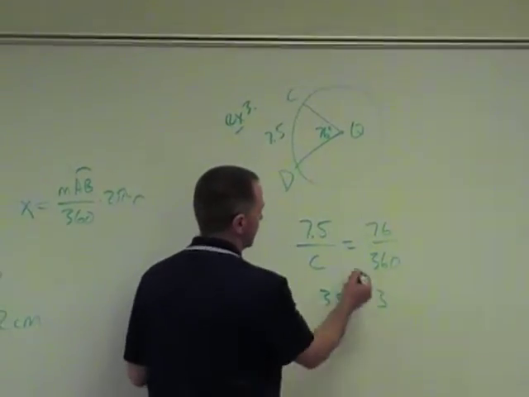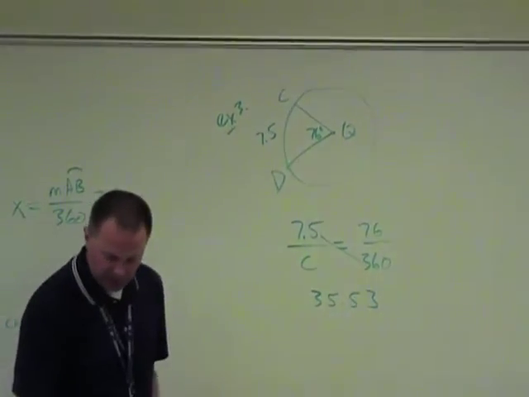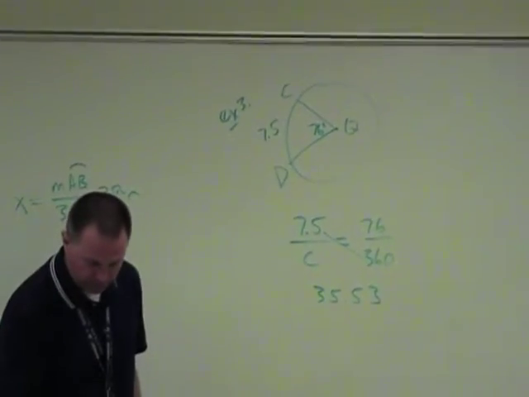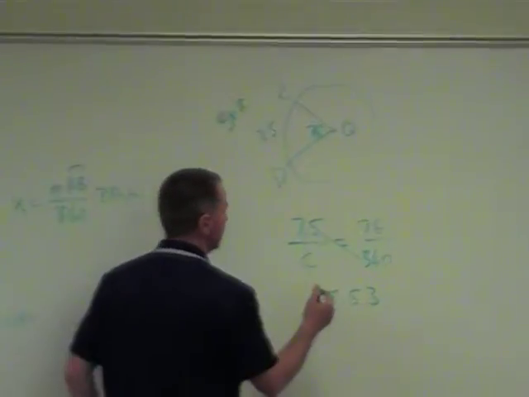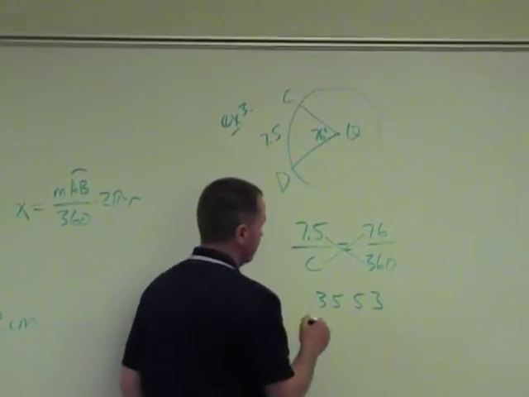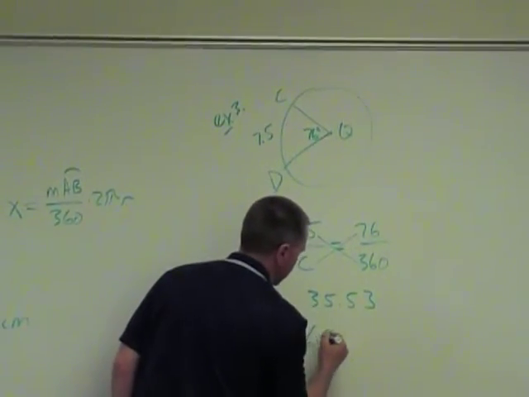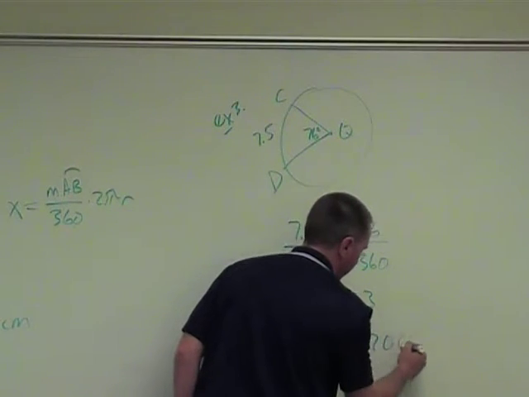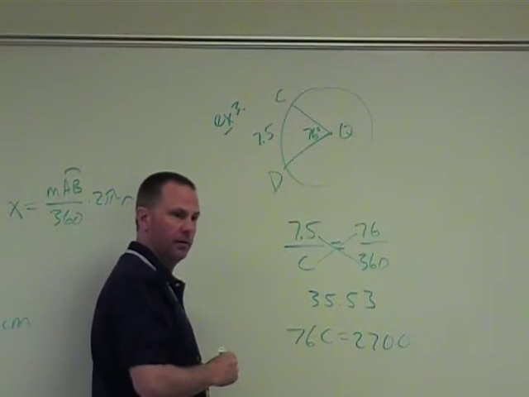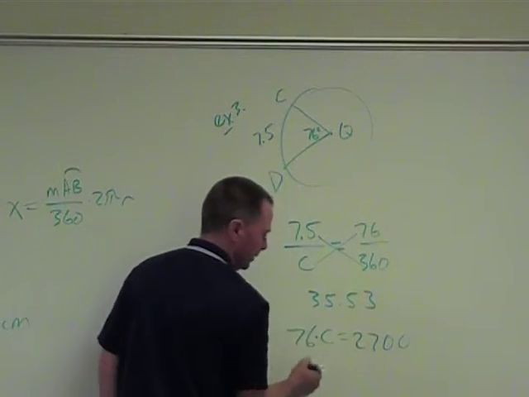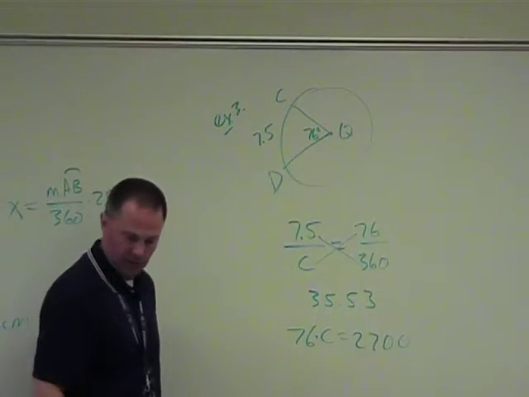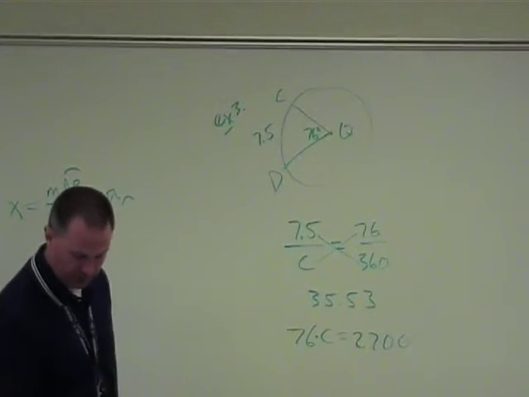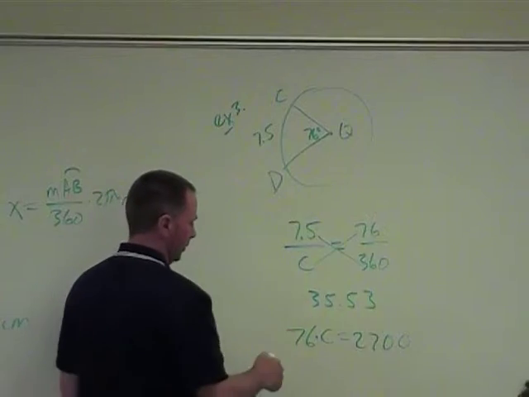Yeah. Okay, so cross multiply, 7.5 times 360. And that gives us 2,700. And that's 76C. 76C equals, what did I say? 2,700. So how do I solve that? How do I solve for C? You just divide it. Yeah, so divide by 76, and you get your answer.